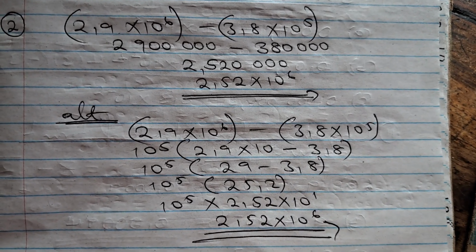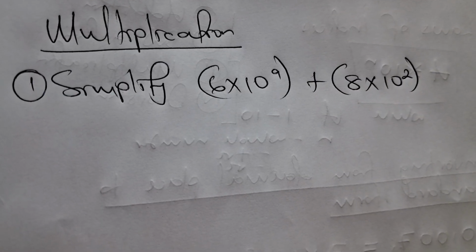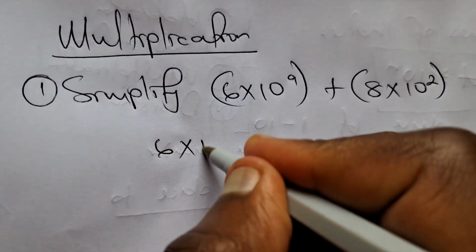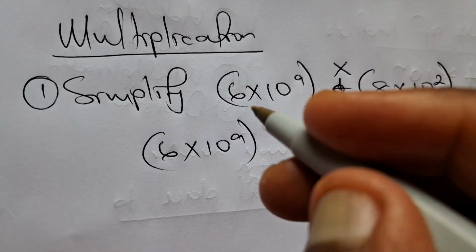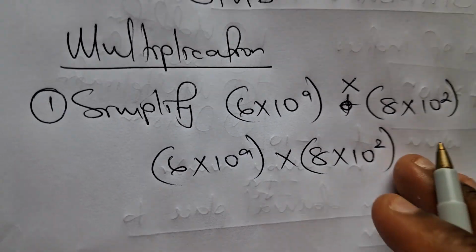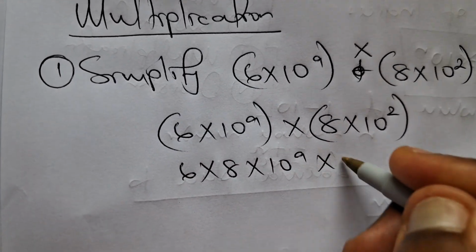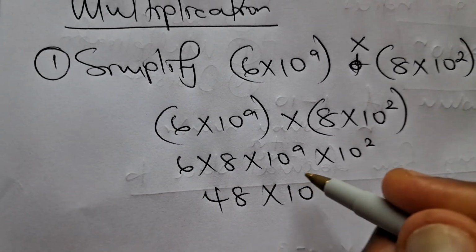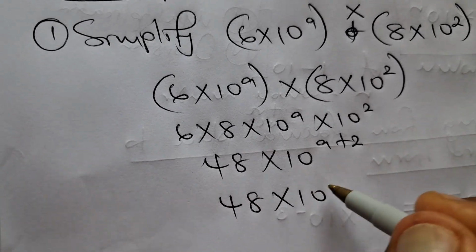So we are now moving on to the multiplication and division scenario. What do you do in terms of multiplication? Remember, I said in an exam, you first write what you are given. It's not plus, sorry, it's times: 6 times 10 to the power 9 times 8 times 10 to the power 2. First step, you group like terms. So it will be 6 by 8 by 10 to the power 9 by 10 to the power 2. 6 by 8, you get 48 times 10 to the power 9 plus 2, which is 11.